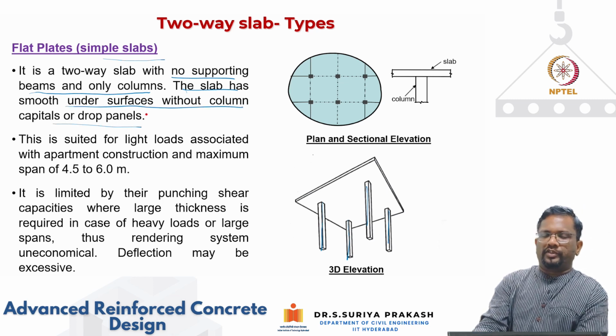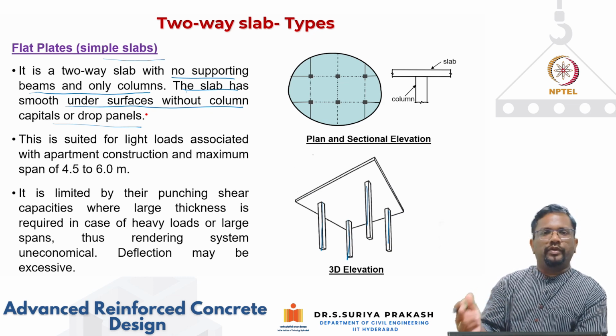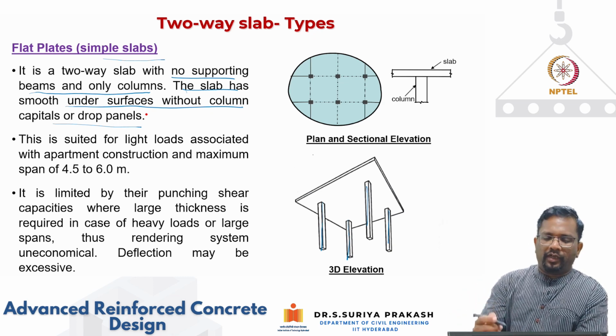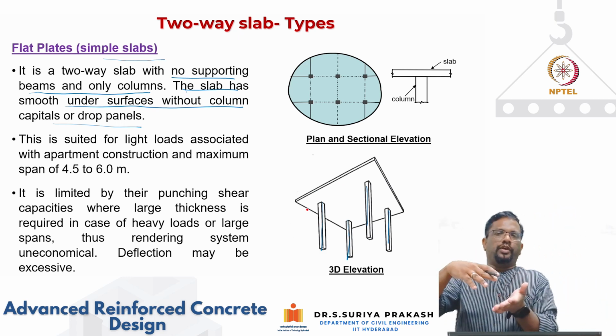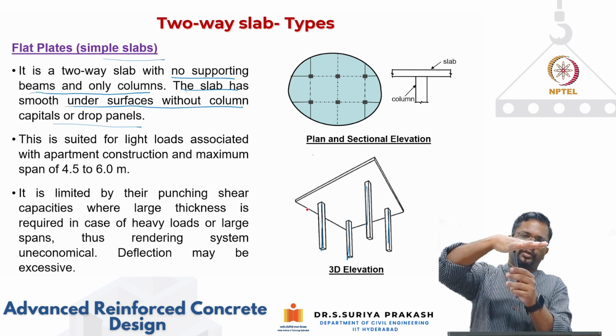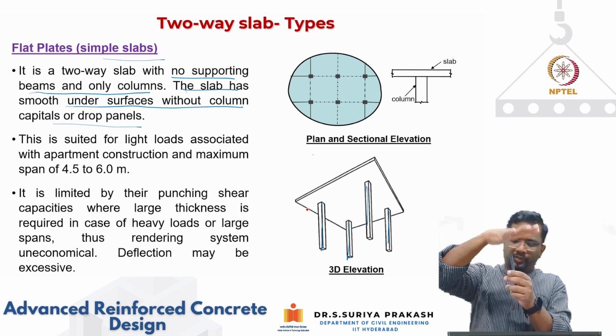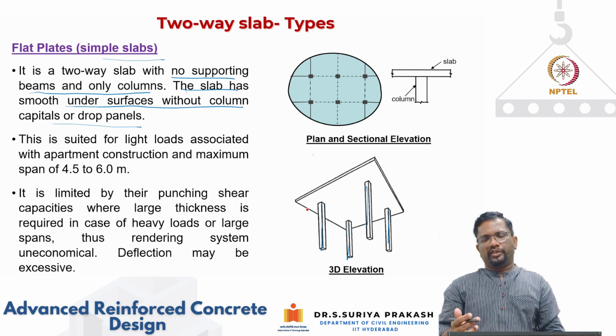So the moment your slab has a drop panel and column capital, we call it a flat slab. But if you don't have a drop panel and column capital, we call it a flat plate. Because it is directly supported on a column, it is like a thin paper supported on a pencil: if you push it, the pencil is going to go through the paper, right? So that's called punching shear.